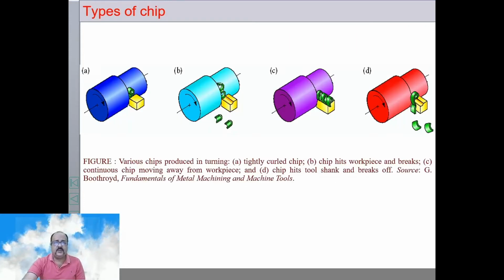So these are some of the chips. This is a continuous chip. This is a discontinuous chip. This is again a continuous chip. It's tightly curled. So different types of chips are shown in this book.